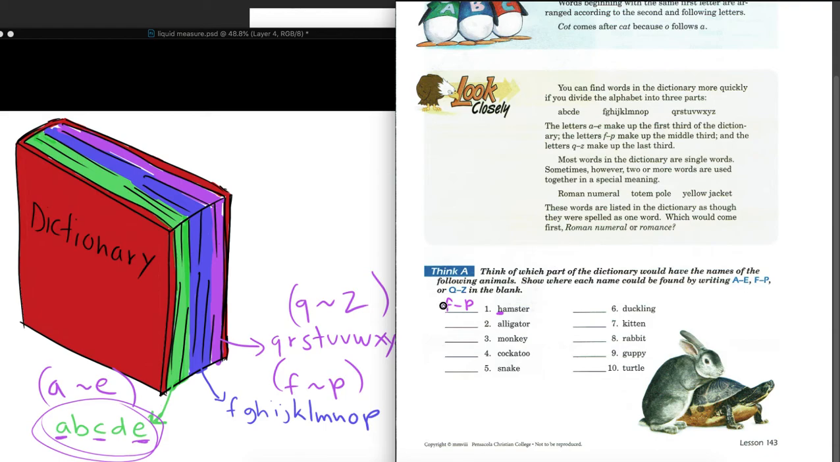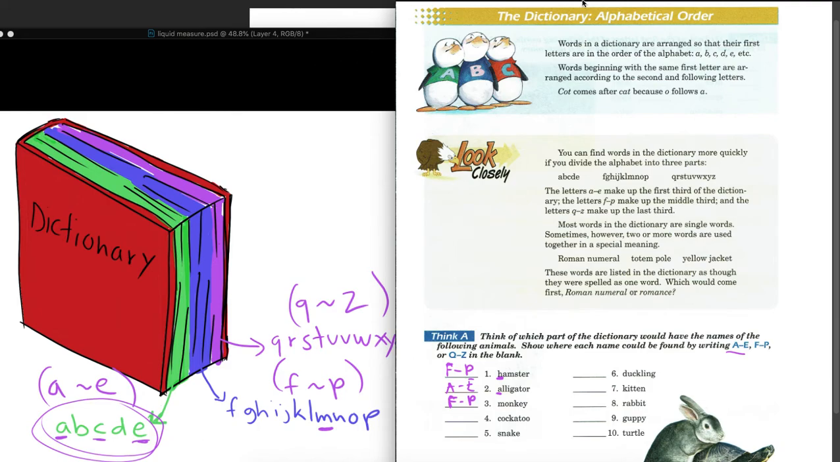So you should probably do a capital F. Yeah. So F through P. So next one, alligator. Well, alligator starts with an A, so obviously you're going to find it in A through E. Okay. And an M, again, what letter does M fall in between? A through E, F through P, or Q through Z? Yeah, F through P, right? So F dash P again. So go ahead and do the rest by yourself. Let's look at the next page.